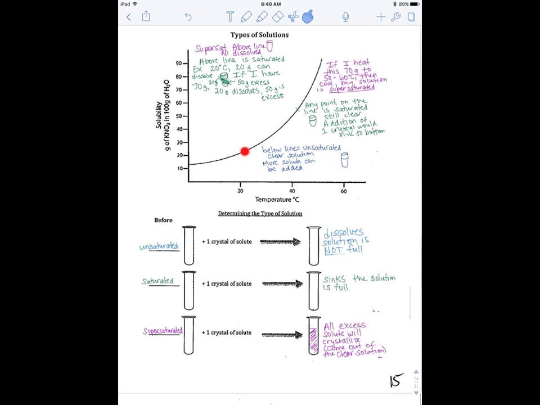If it's saturated, that means we're on the line here. If we add one crystal, it's just going to sink because we can't add any more. If we kept adding more and more, then we would have a whole bunch of excess. If it was supersaturated, that means it would be an unstable solution. So what that means is that everything would just go psh. All the excess solute, especially here, if we had 50 grams of excess, it would all come out of the solution, be really hot in our hands like it was in our lab, and then you would know it's supersaturated. So with one crystal of solute, tells you all those things.